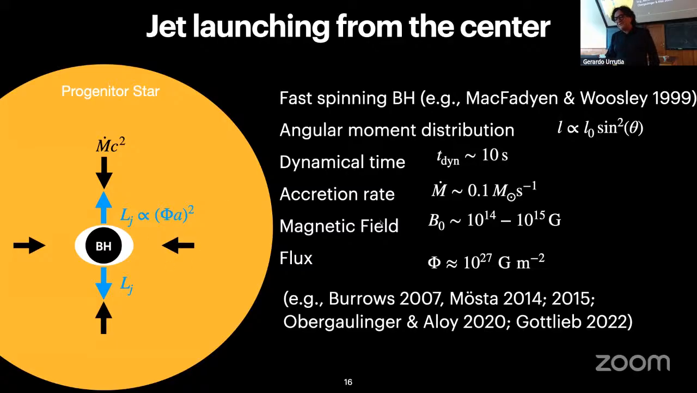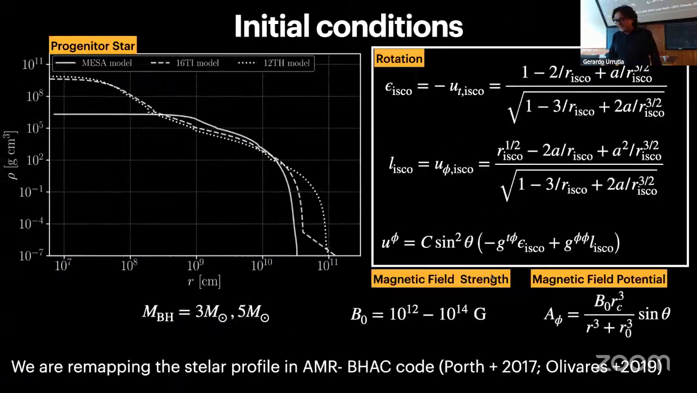Also, I want to say that in this work one of the main goals is to launch the jet and disrupt the star, and we are looking for what parameters produce the jet launching. We are looking for reasonable, physical, not crazy initial conditions to explain GRBs.